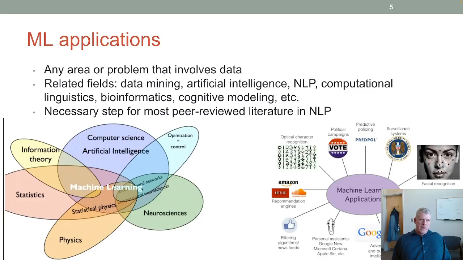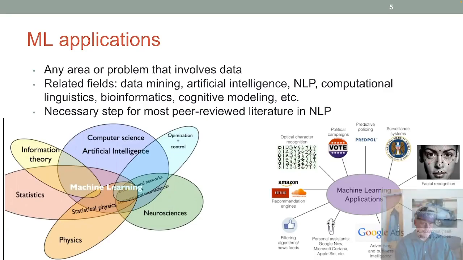How about machine learning applications? Well, it's all over our modern world, right? And machine learning is everywhere around us. Any problem or any area that has data can lend itself to machine learning applications. So related fields include data mining, artificial intelligence, natural language processing, or NLP for short, computational linguistics, and other stuff, right? Just anything with data can lend itself to a machine learning application of some sort. And machine learning is usually a necessary step for any peer-reviewed article in natural language processing.